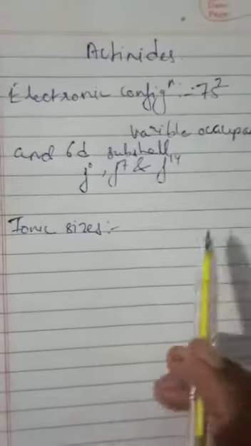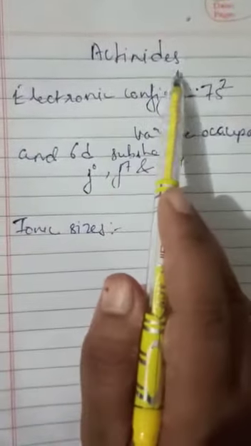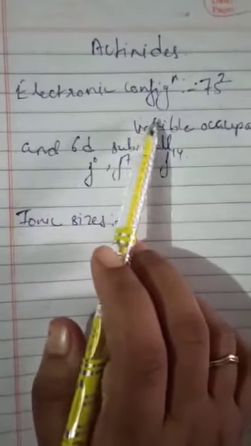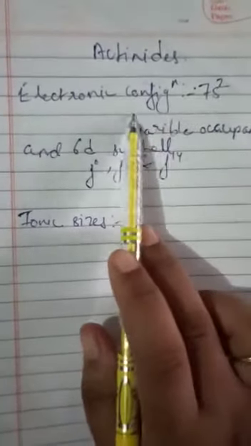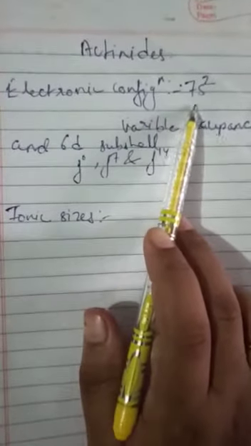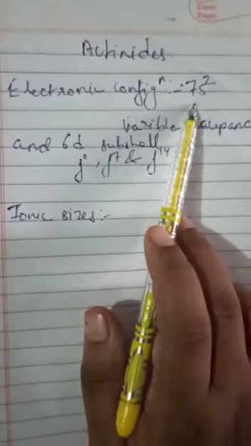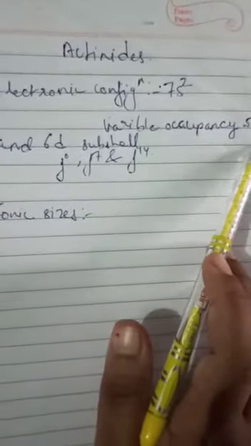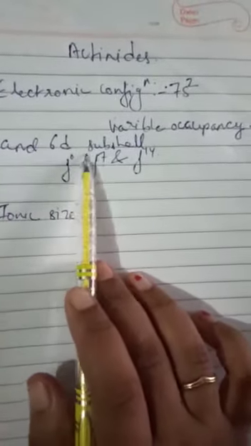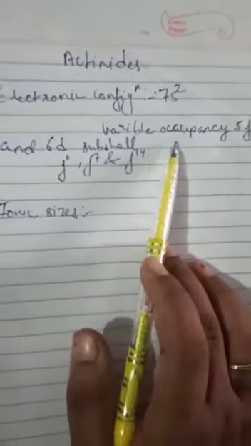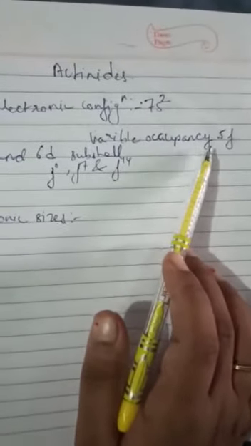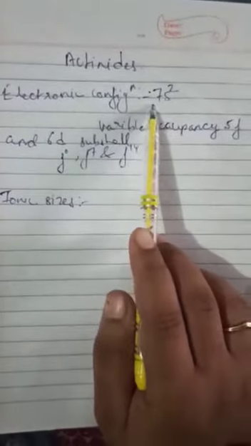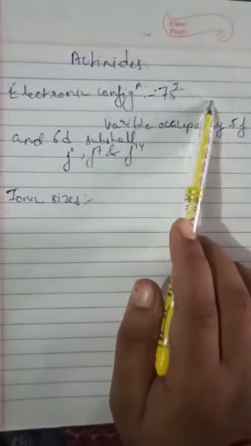So students, now we are going to discuss the properties of the actinides. First of all, let's discuss the electronic configuration. The common electronic configuration for the s orbital of the actinides is 7s2, with variable occupancy of the 5f and 6d subshells. Okay, so the 6d and the 5f orbitals are variably filled. Otherwise, the electronic configuration for the 7s is 7s2 only.